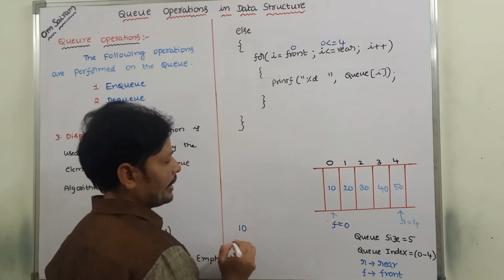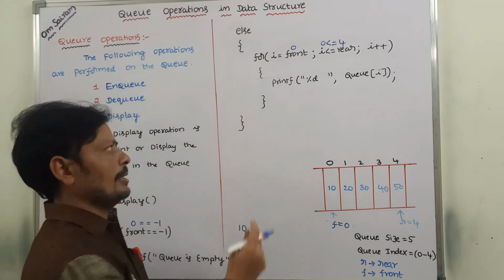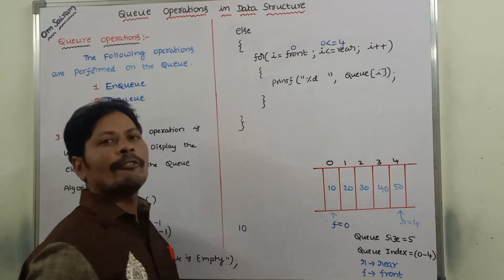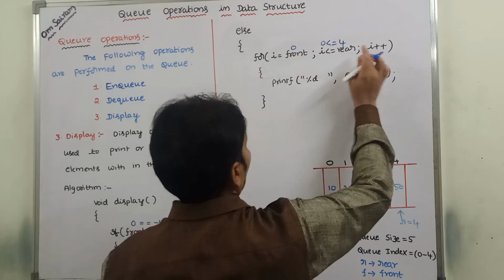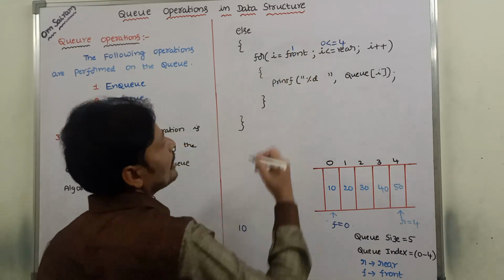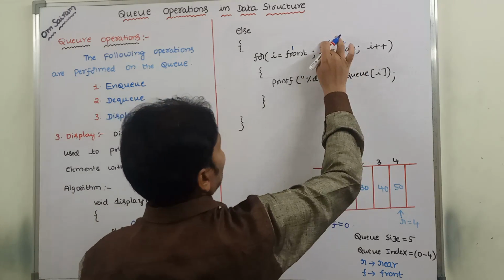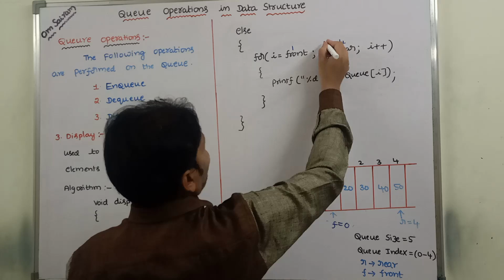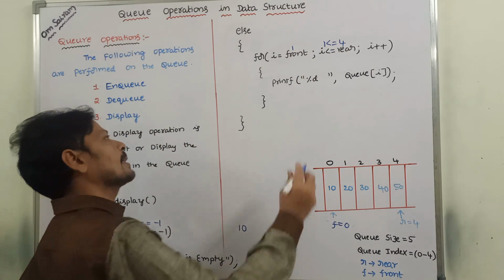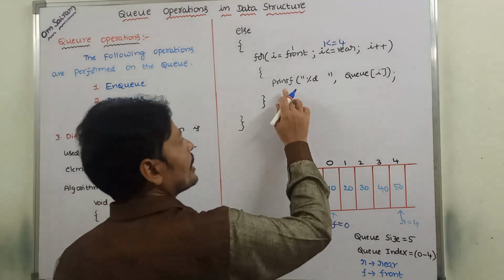So 10 is printed. After printing, one space is there. Next, after printing 10, again control goes to the for loop, I plus plus. Now I value is previously 0, it is incremented by 1. Now I value is 1. I less than or equal to rear. So 1 less than or equal to 4. Condition true. If this condition is true, the statement within the body of the for loop is executed.